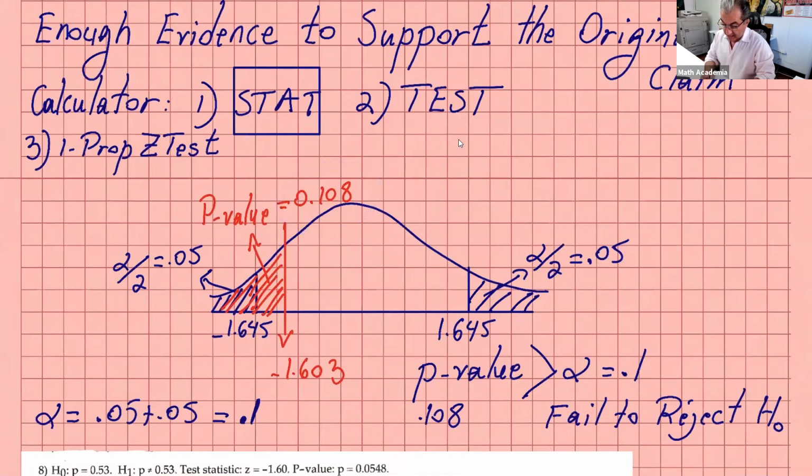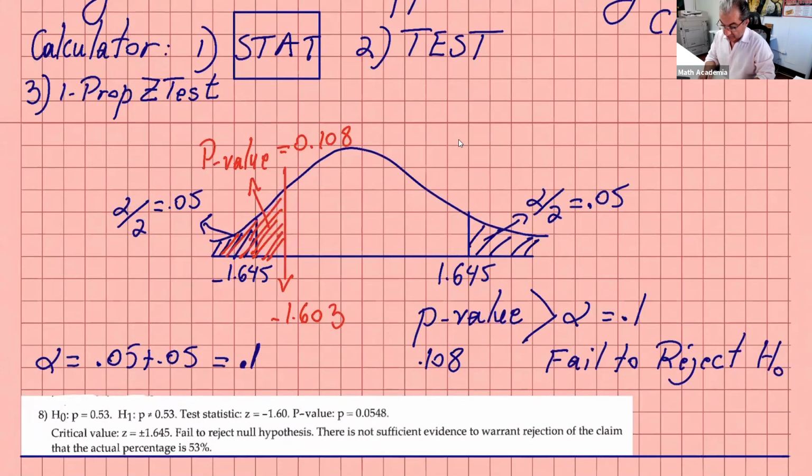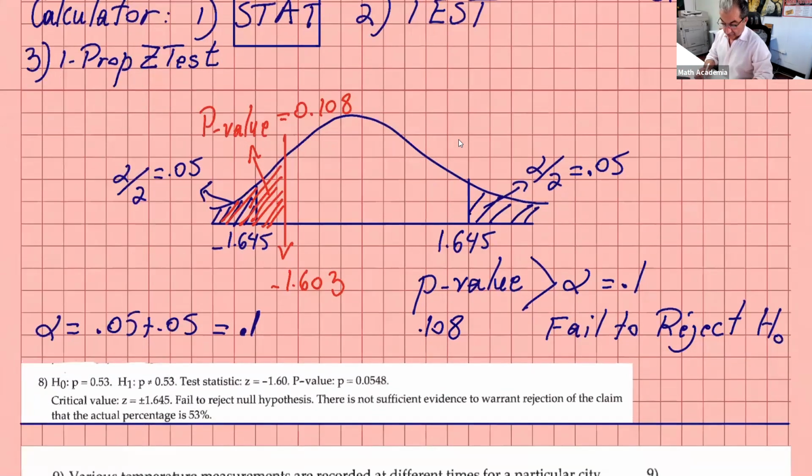Again, the p-value is p in the calculator, and it's the area right here. And that area is 0.108, which is greater than 0.1, alpha. So since it's two-tail, you're going to do that tail plus that tail. Since the p-value is greater than 0.1, or alpha, again, you can say fail to reject H0.